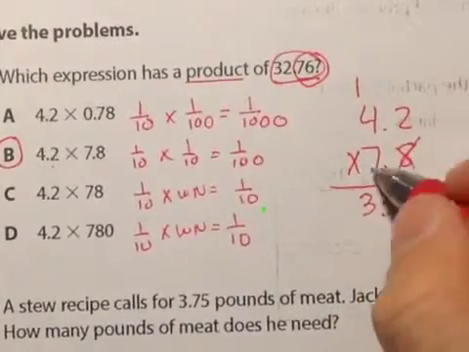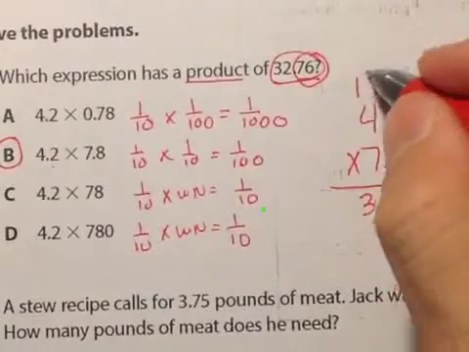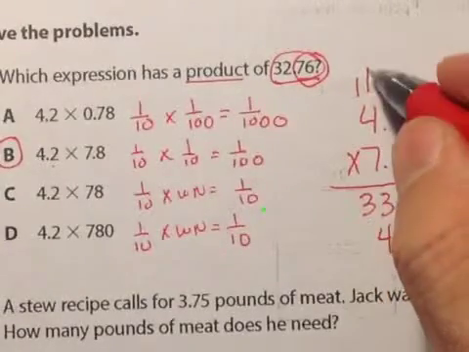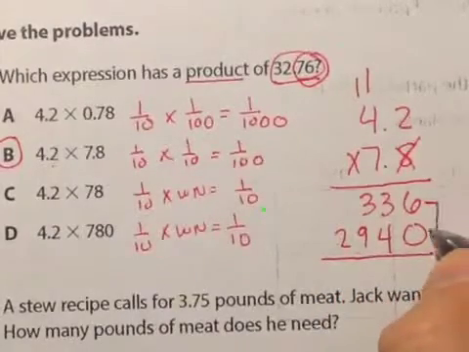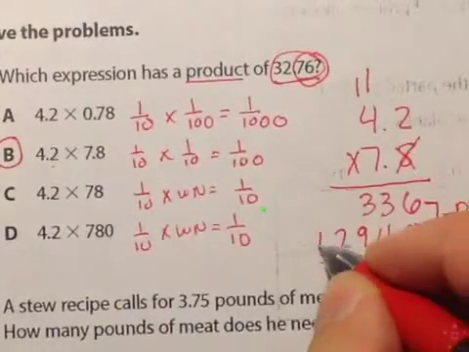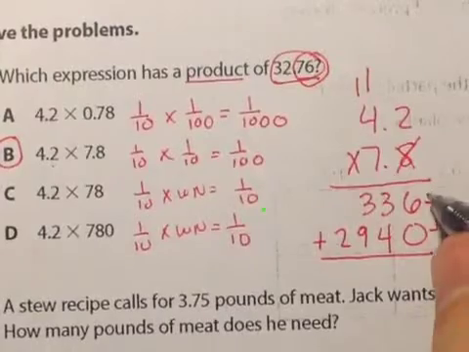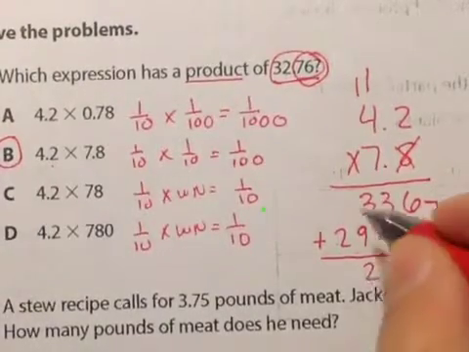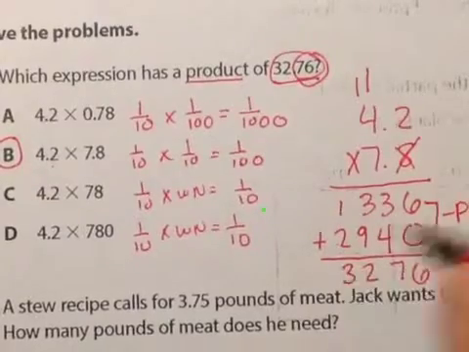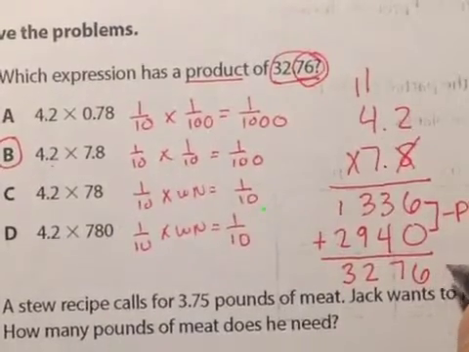Add a 0. 7 times 2 is 14. Regroup my 1. 7 times 4 is 28. Plus 1 is 29. These are called partial products. Now we add them because I added my plus sign. 6 plus 0 is 6, 4 plus 3 is 7, 9 plus 3 is 12, regroup my 1, 2 plus 1 is 3. Now I have a whole number answer.